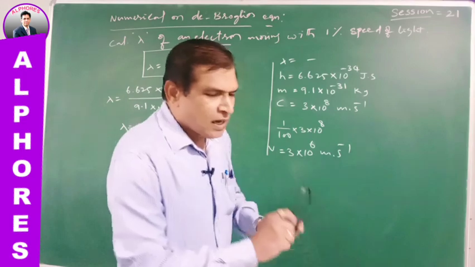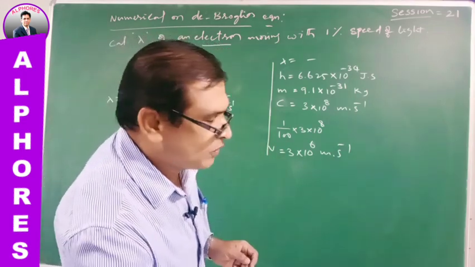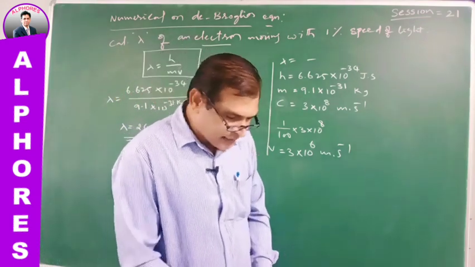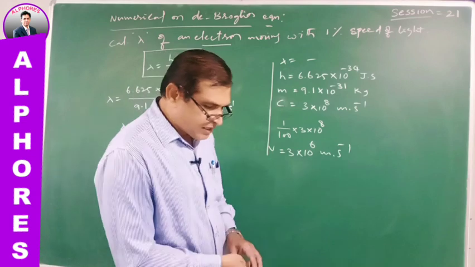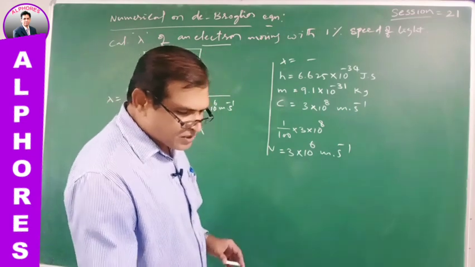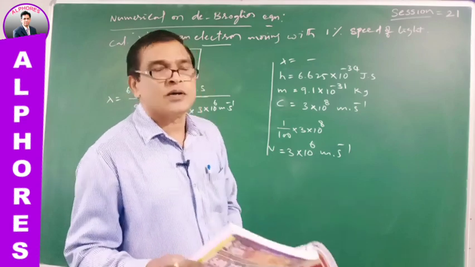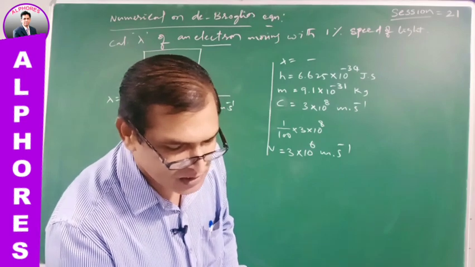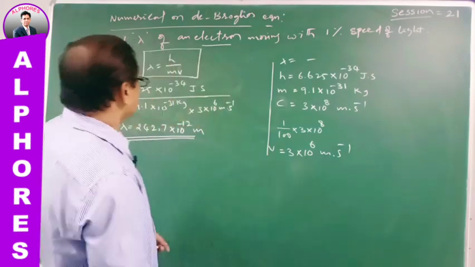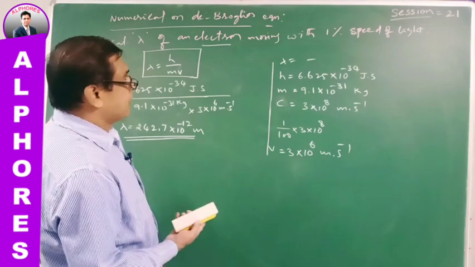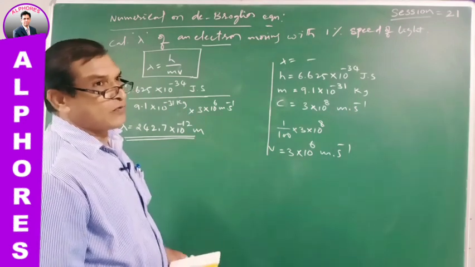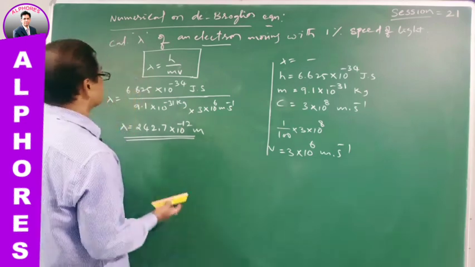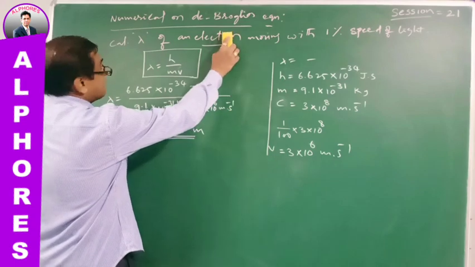Now de Broglie's theory is completed. Next, coming to Heisenberg's uncertainty principle, we can also calculate one more numerical based on it. But first, write down one more numerical on de Broglie only, because we have done three de Broglie numericals. Let us go for the next one.